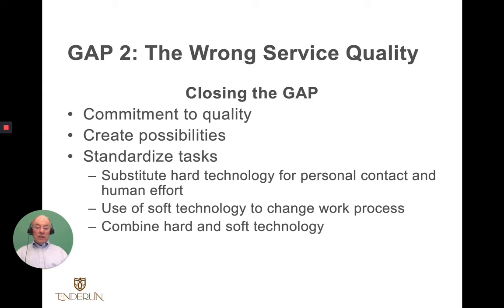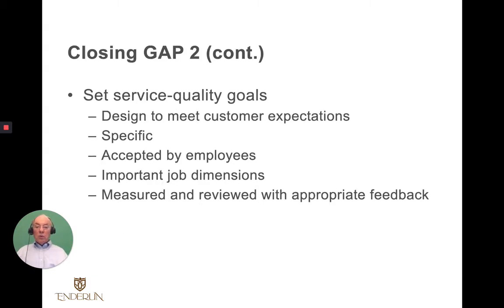And then we use soft technology to change the work process in order to make things more effective for the employees. So we have back of the house and front of the house kinds of things that we deal with in terms of making the job easier for the employee to deliver the service we want. And we combine those two. That's a big issue. We have to be able to make sure we're working both together.